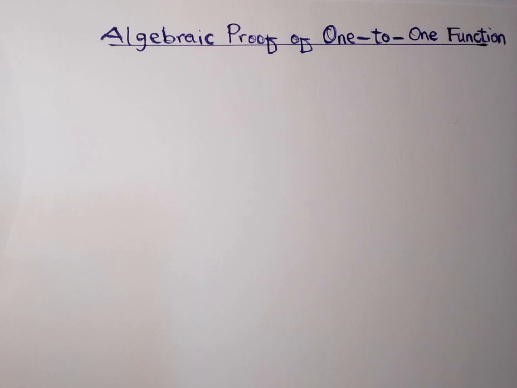All right, great. So to show that a function is one-to-one algebraically, what we are trying to say is that each element in the domain will correspond to only one element in the codomain. So that is what we are going to do.